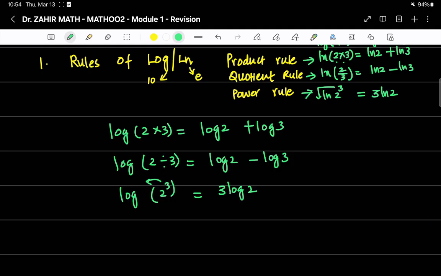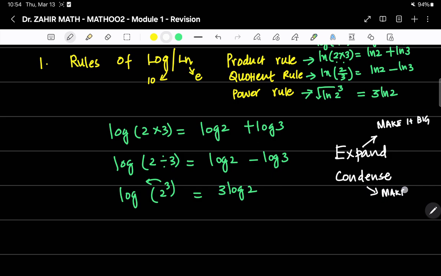The first English word is expand. The second English word is condense. Easy meaning: expand means make it big, and condense means make it small. That is the meaning I'm going to tell you.